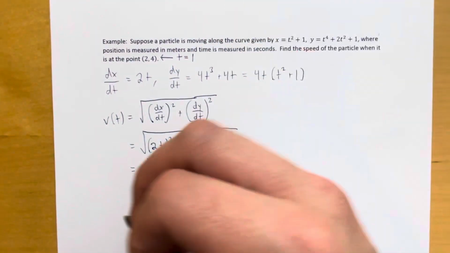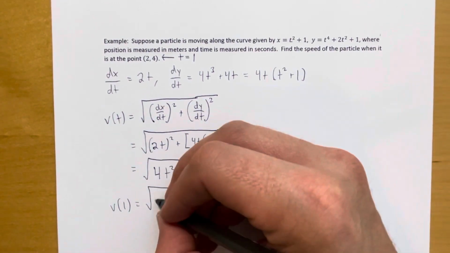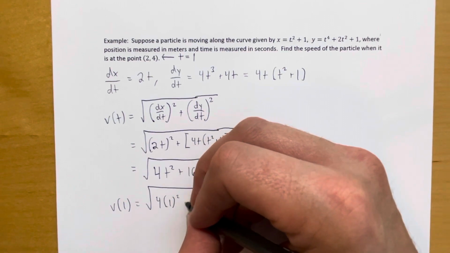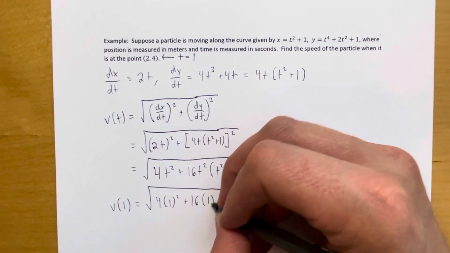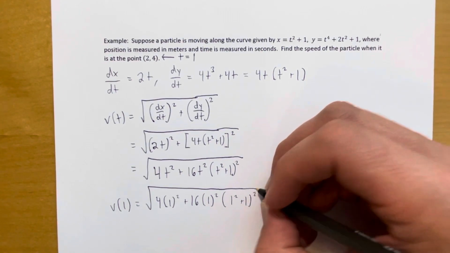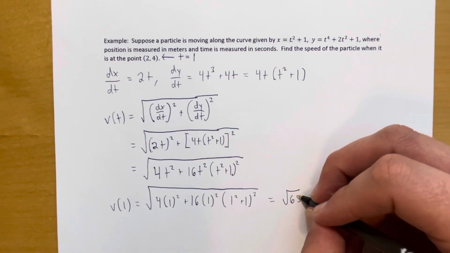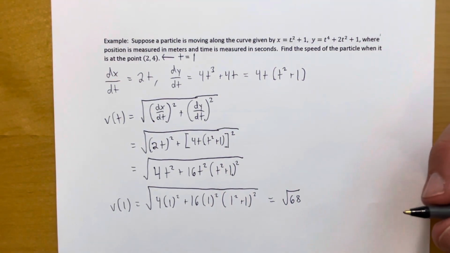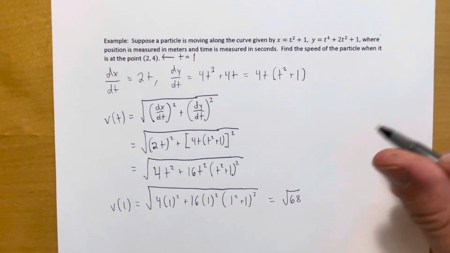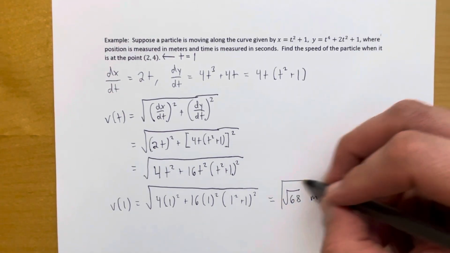That's what I want to plug into this. v of 1. Okay, so that's the square root of 4 times 1 squared plus 16 times 1 squared times (1 squared plus 1) all squared. And you go ahead and work all of that stuff out. What does this one come out to? It looks like it comes out to root 68, which you can simplify, but I'm going to leave that as is. And then because we gave units here, we're going to include units for speed, meters per second in this one.